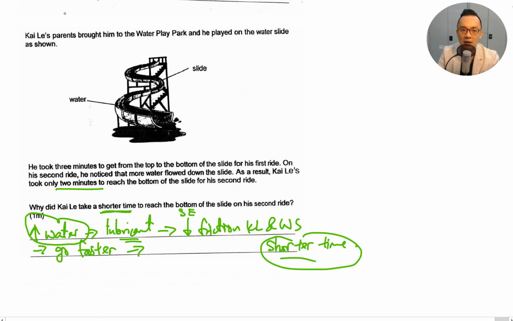So another key thing that you need to remember from this question is that water acts as a lubricant, and it reduces friction between the two surfaces. The two surfaces now is actually Kyler and the water slide, and therefore they can go faster. Okay, so remember this: water acts as a lubricant. Repeat after me: water acts as a lubricant, and it reduces friction between the two surfaces.